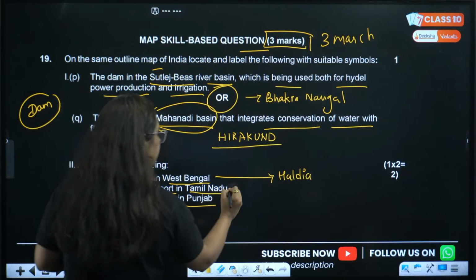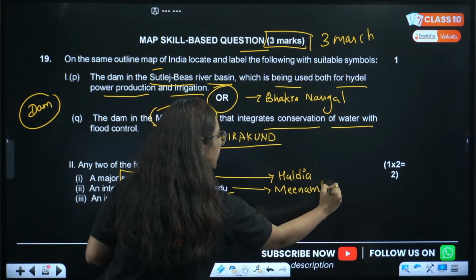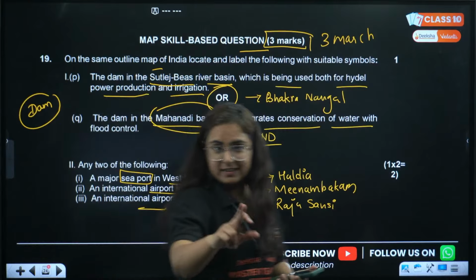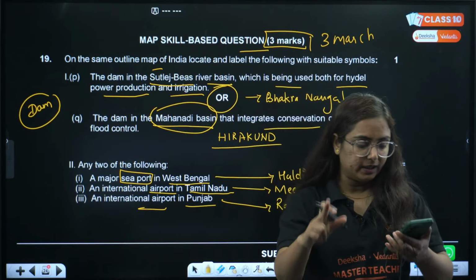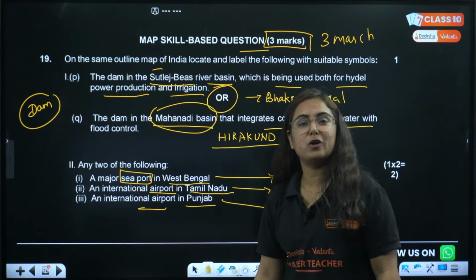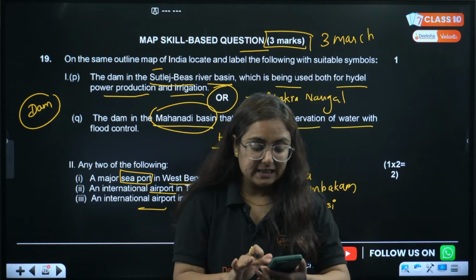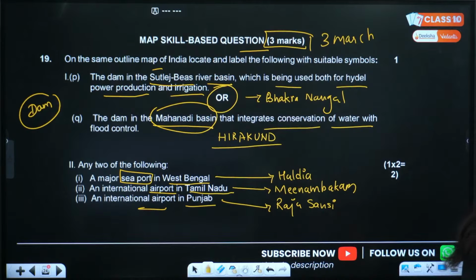The airport in Tamil Nadu is Meenambakkam Airport, and the airport in Punjab is named after Raja Sansi in Amritsar. Clear to everyone? Okay, so we are done with the map work of geography. That means 50% of the paper is done now, just in 1 hour and 20 minutes.